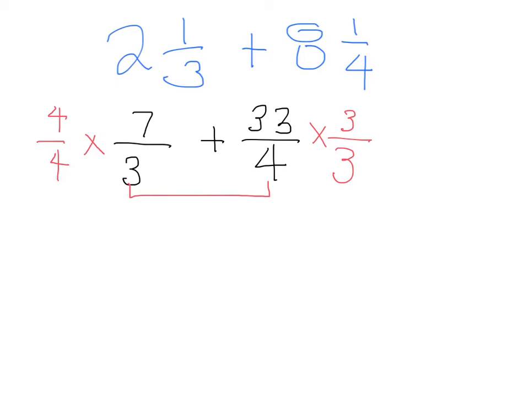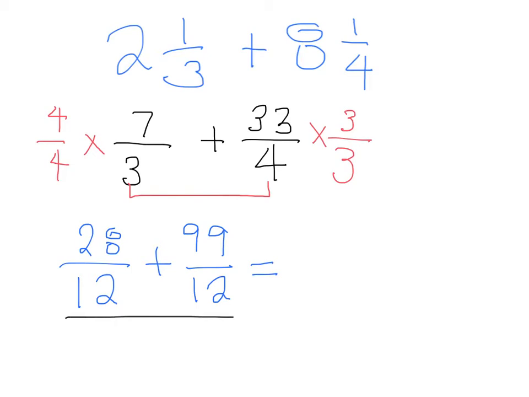So 4 times 7 is 28/12. Plus 33 times 3 is 99/12. And now I'm going to leave my denominator, so it's going to remain 12. And I'm going to add this 28 and 99. 28 plus 99 is going to give me 127.